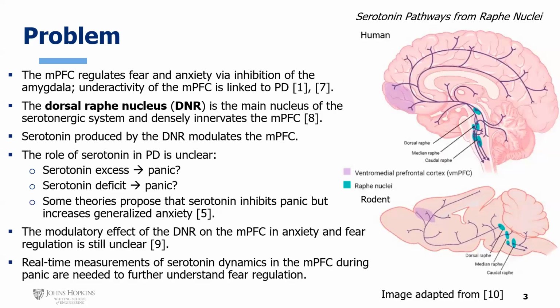In the initial research on serotonin, it was somewhat confusing. So there were some models that suggested that serotonin excess results in panic. There were some models that suggested that a deficit of serotonin caused panic. And there are other theories that propose that serotonin kind of has a dual role, that it can inhibit panic, but increases generalized anxiety. So again, that's that contrasting fear state versus anxiety state.